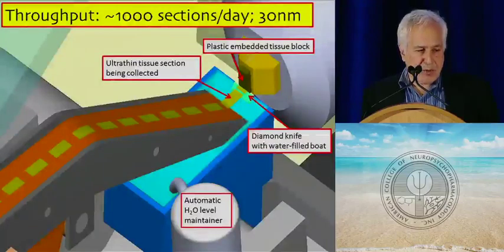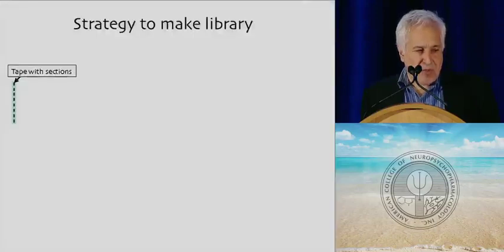I'll just zoom up on what this is. So we're cutting a brain in plastic. The brain sections float on water, and then a conveyor belt in that water bath picks them up one after another. We then take those sections on tape. We linearize the brain, basically, into a bunch of sections.